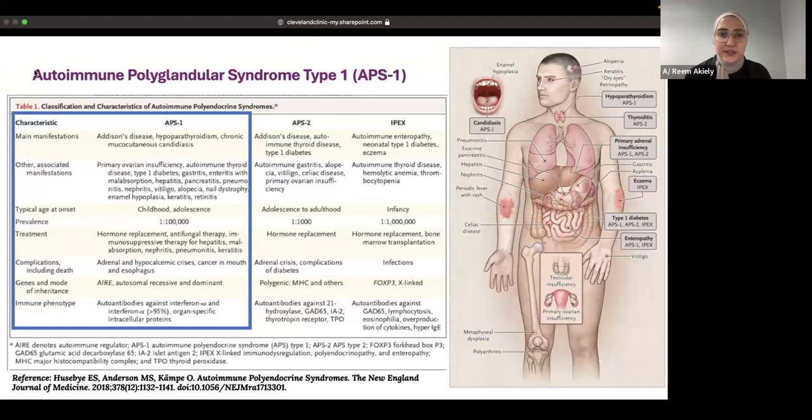As we said, it's usually later in childhood and adolescence, and the treatment is mostly directed towards hormone replacement in Addison's disease, but also immunosuppressive therapy for cases that involve hepatitis, nephritis, or pneumonitis. In terms of complications, adrenal and hypocalcemic crises are key complications that are noted, but also cancers in the gastrointestinal tract.